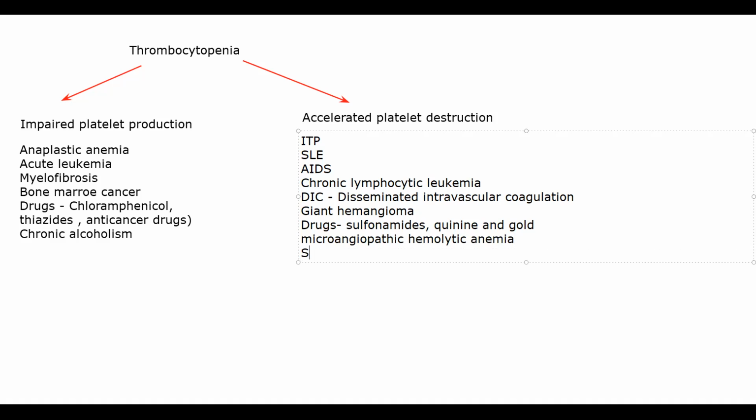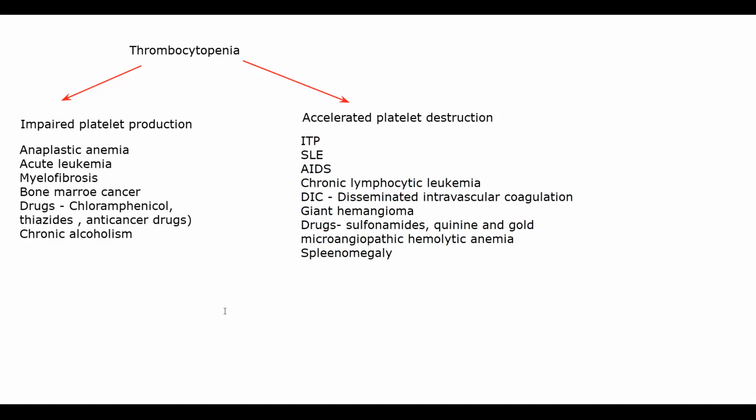And it can be splenomegaly. In splenomegaly, whenever the spleen is enlarging, it will cause splenic platelet pooling, meaning platelets will go and get accumulated inside the spleen, to an extent that sometimes 90% of the total platelets in your body accumulate in the spleen. Because of which the total amount of platelets present in the blood will significantly go down, because they are getting accumulated in only one organ. Also, a massive blood transfusion causes accelerated platelet destruction.